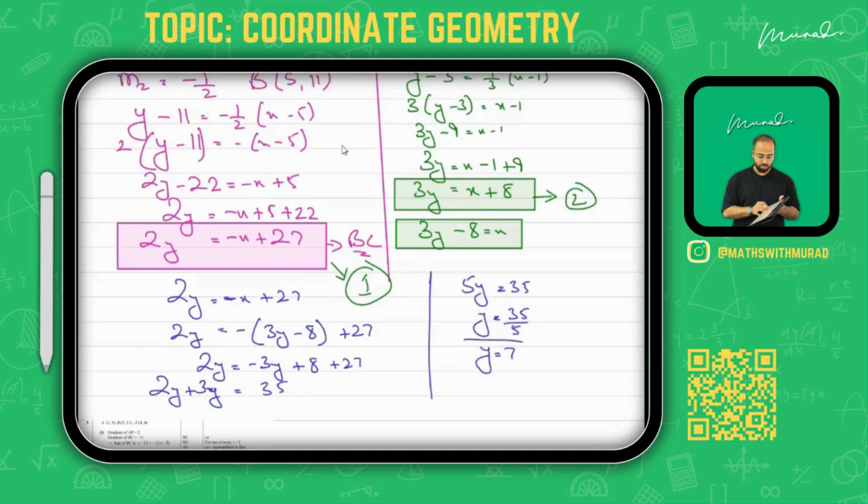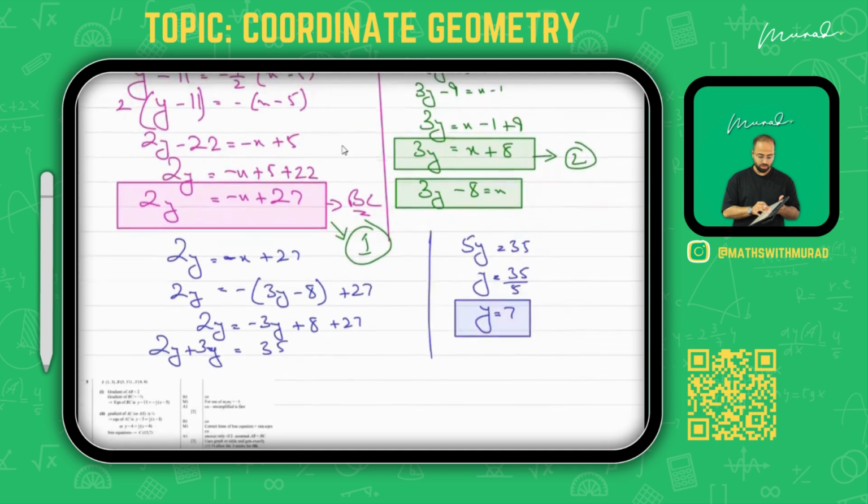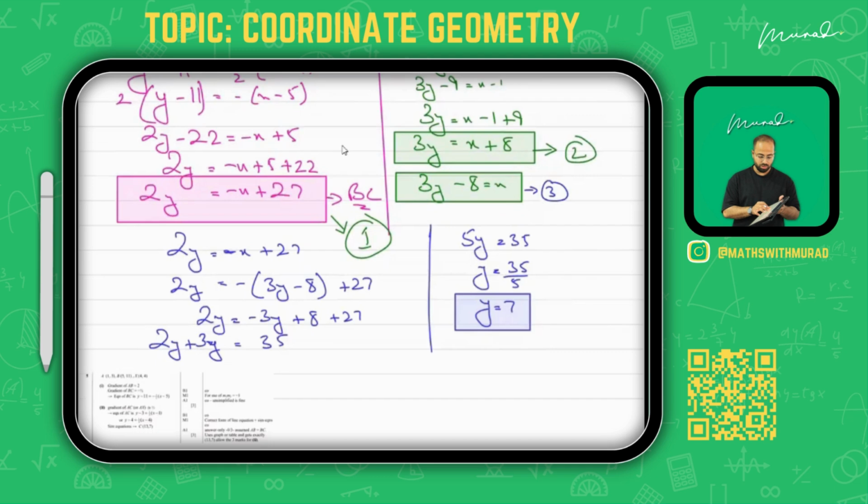Once you got the value of y, now you can use equation number 3 which you have already made. So I have x is equal to 3y minus 8. I'll be writing the value of y. This is going to be 3 multiplied by 7, 21 minus 8. So 21 minus 8, you are getting the value as 13. So finally the coordinates of C are going to be 13 comma 7. So that's how we have done 2011 and 2012 in today's class. If you have any confusion, then please do let me know.